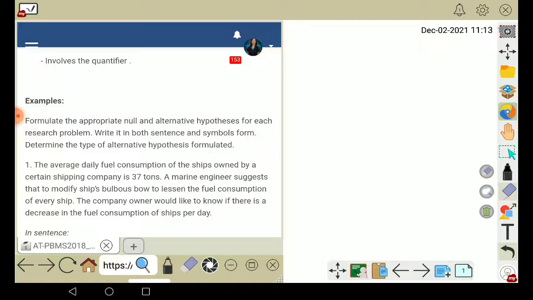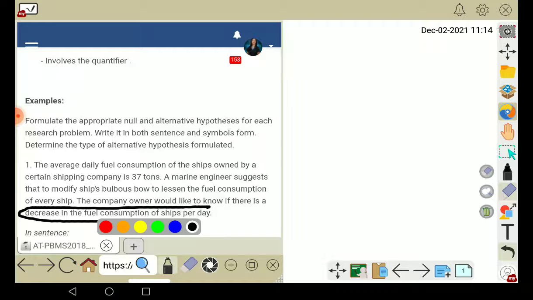Okay, the average daily fuel consumption of ships owned by a certain shipping company is 37 tons. A marine engineer suggests to modify the ship's bulbous bow to lessen the fuel consumption of every ship. The company owner would like to know if there is a decrease in the fuel consumption per day. And take note, we formulate our alternative hypothesis based on what they wanted to know. This one. Decrease.